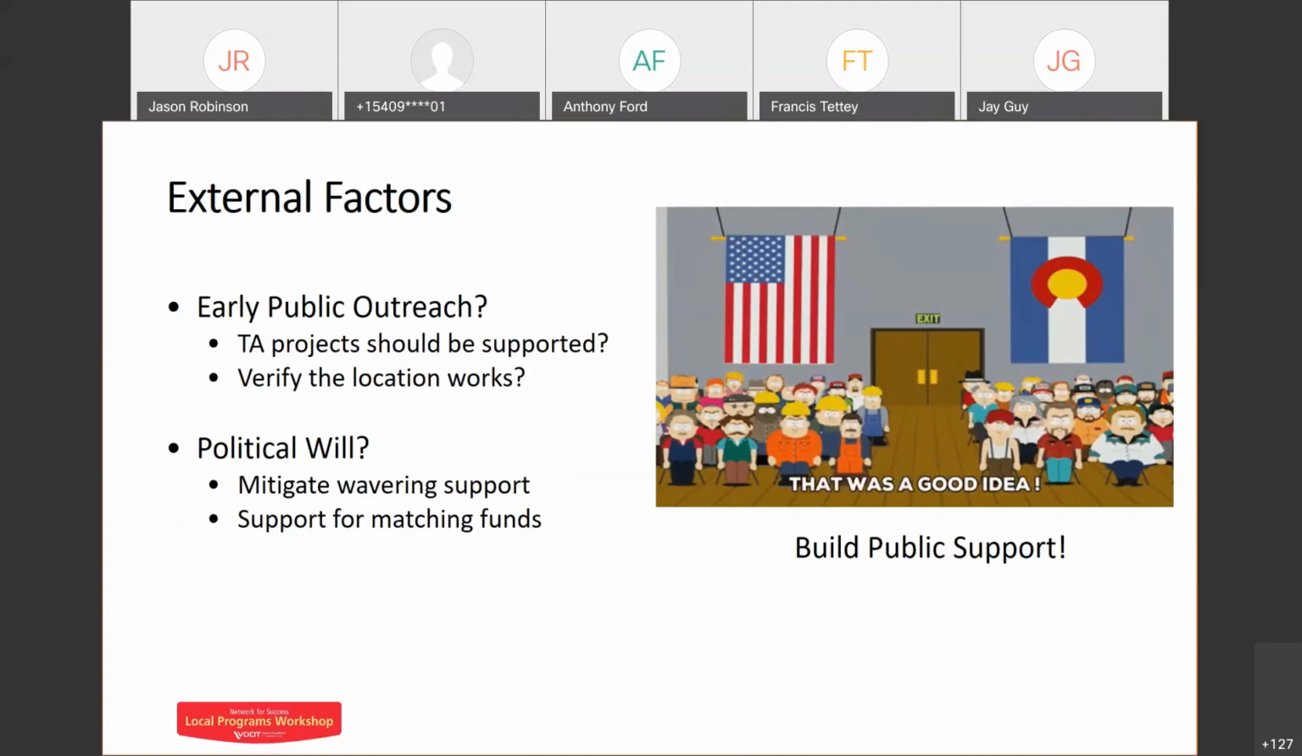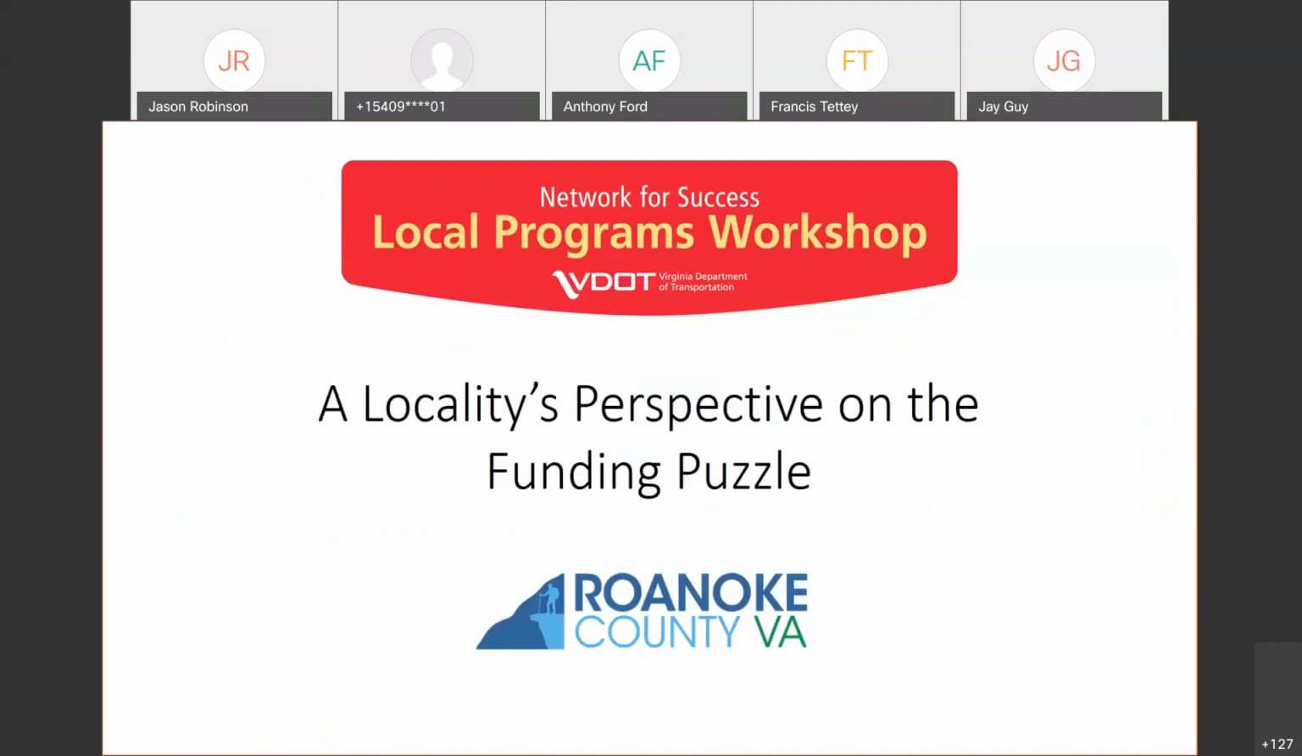Now that we have you thinking about some of these items, we are going to move into a local perspective of this and see how they have successfully strategized their program. Now let's give our attention to Megan Cronice, the Transportation Planning Administrator with Roanoke County, and get her perspective.